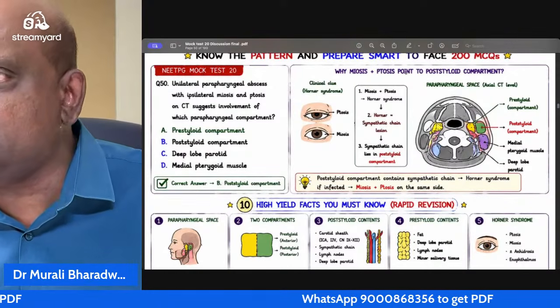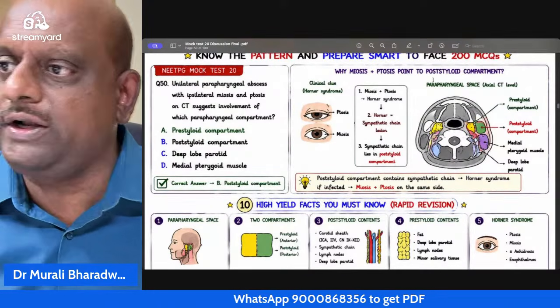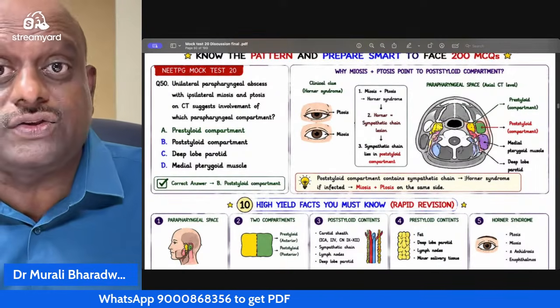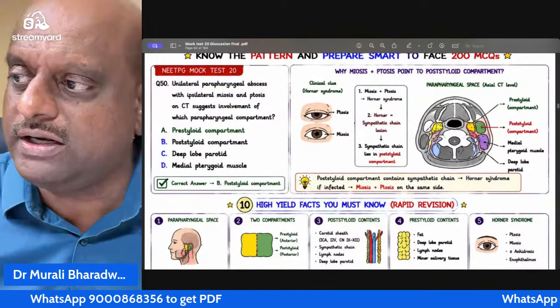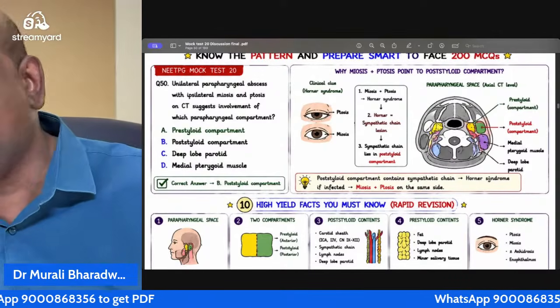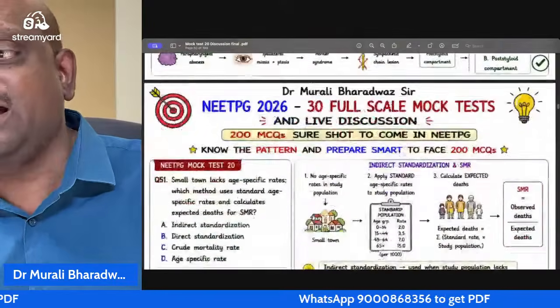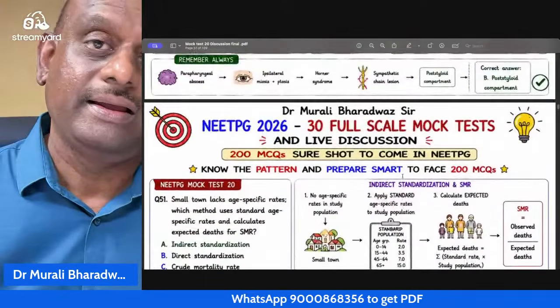Typically, miosis plus ptosis point to the post-styloid compartment. It contains the sympathetic chain, hence Horner syndrome, and that leads to miosis and ptosis on the same side. So that is an important clue.